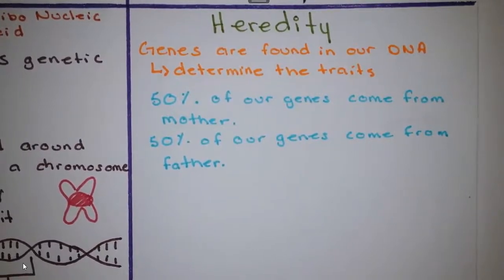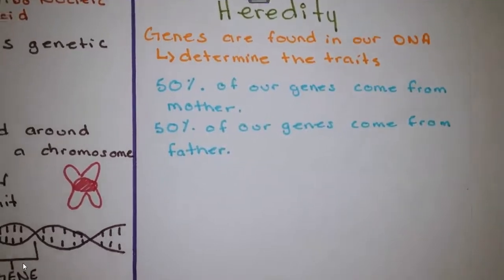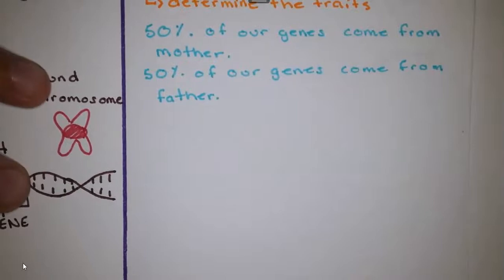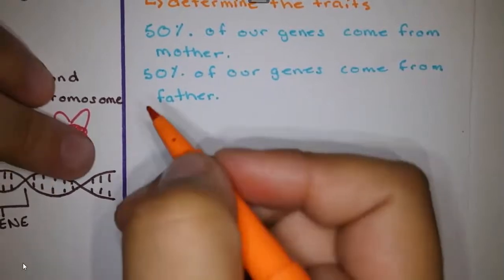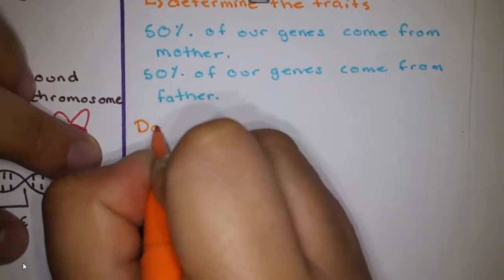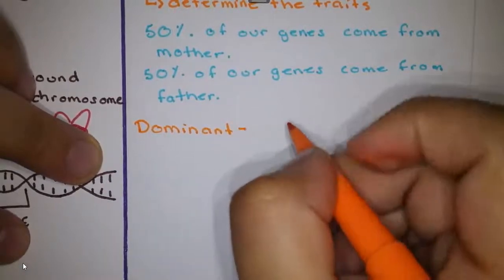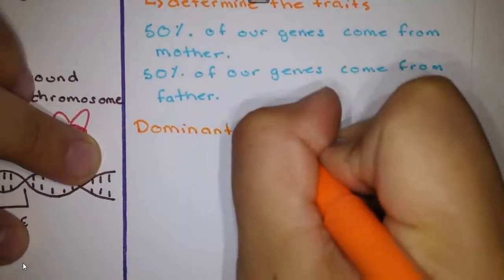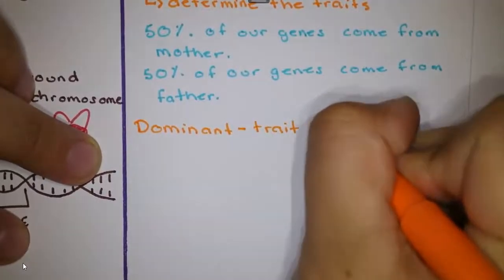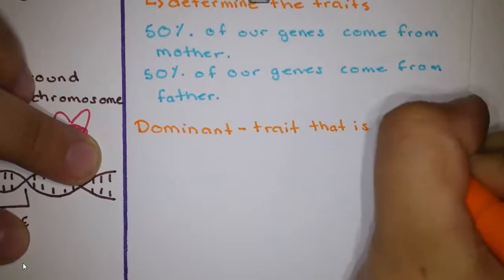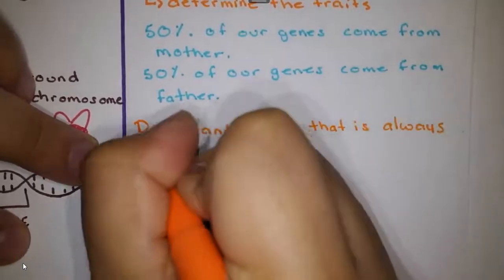So whatever gets expressed is basically dependent on how these genes are going to interact with each other, and what we're getting. And the different variations are going to be called alleles, right? So we have two variations of alleles. The first one is dominant, and that is a character or a trait that is always seen.